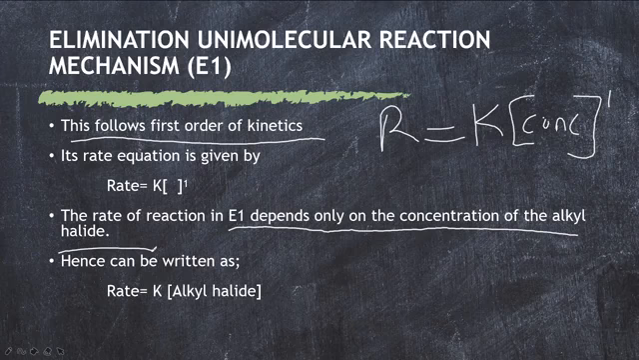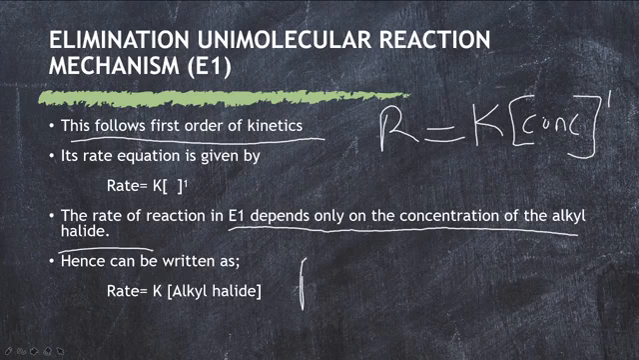What I'm going to be talking about in this E1 mechanism is similar to the substitution SN1 reaction mechanism. The only major difference between E1 and SN1 is that one is elimination and the other is substitution. That means the way the nucleophile will attack, and so on. That's the only difference. Other factors that affect SN1 also affect E1. And E1 is mostly seen in tertiary alkyl halides, just like SN1 is mostly seen in tertiary alkyl halides.